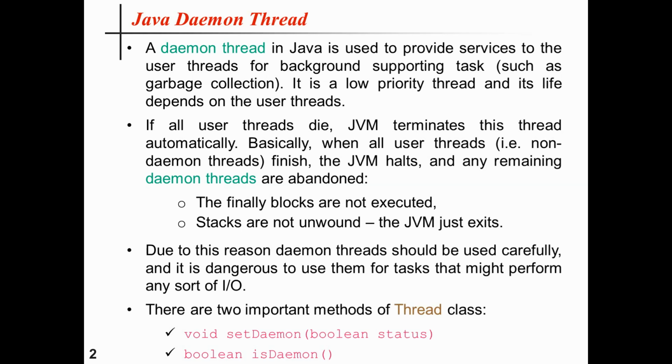So due to this reason, the daemon threads should be utilized carefully. And it's dangerous to use them for tasks that might perform any kind of IO operations. There are basically two important methods of the Thread class that are used for dealing with daemon threads, like void setDaemon with the parameter boolean status.